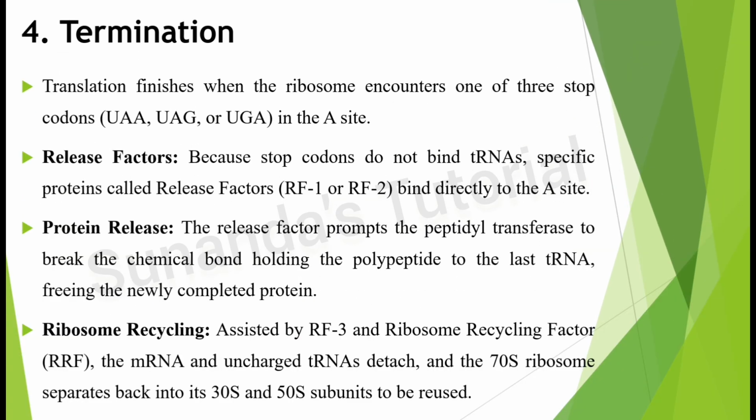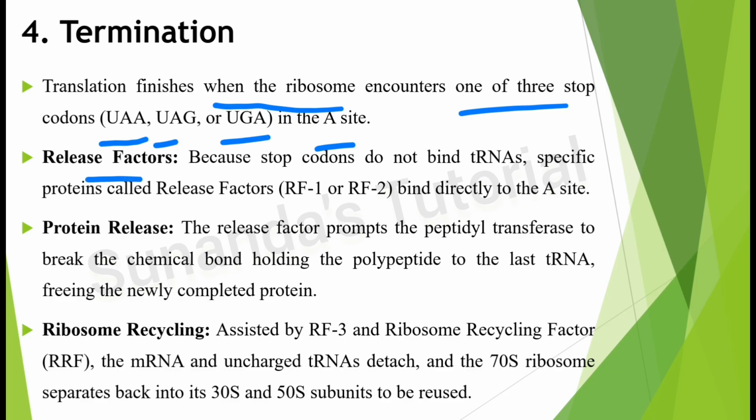Next, the final stage, which is termination. The translation process finishes when the ribosome encounters one of three stop codons. The start codon is AUG, methionine, but the stop codons are UAA, UAG or UGA at the A site. When the ribosome finds any one of these three, the translation process stops there.